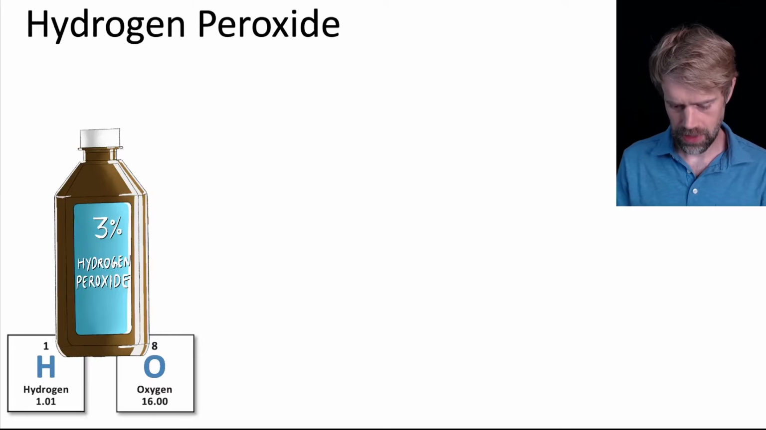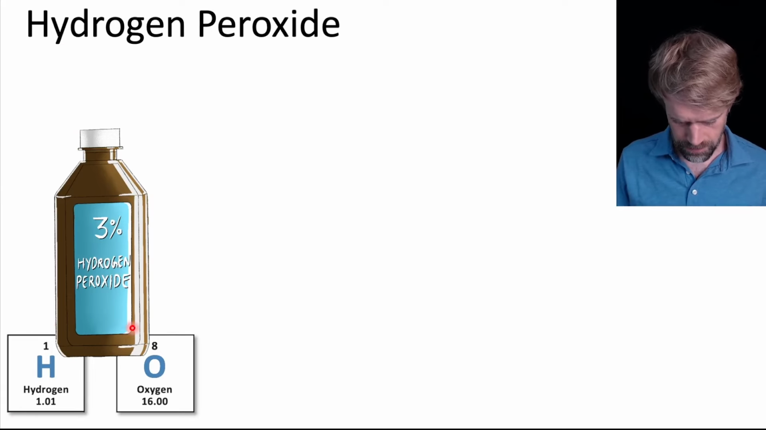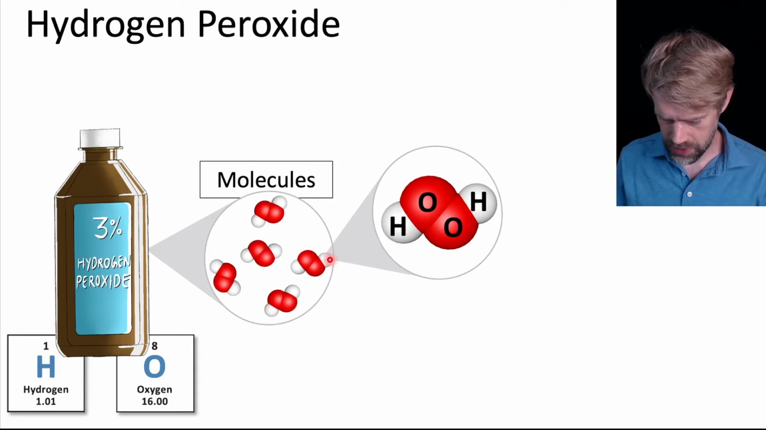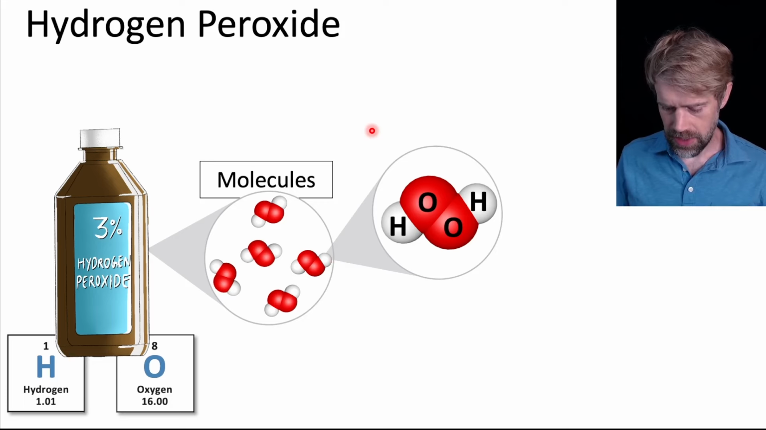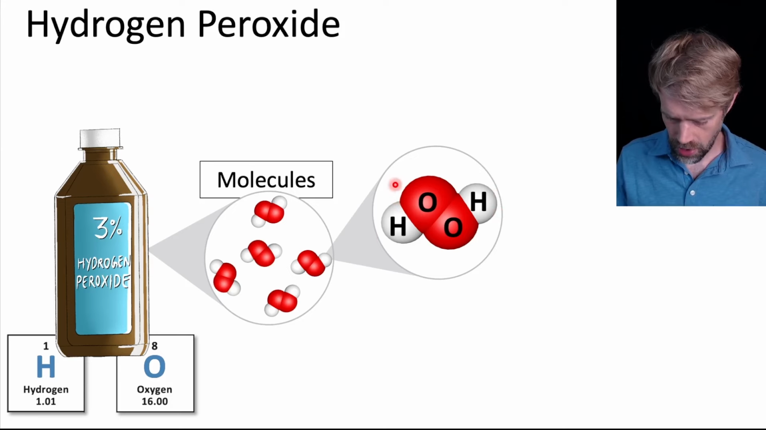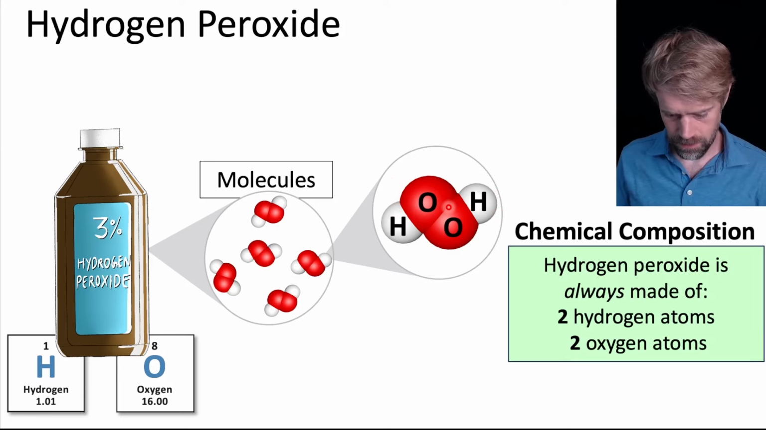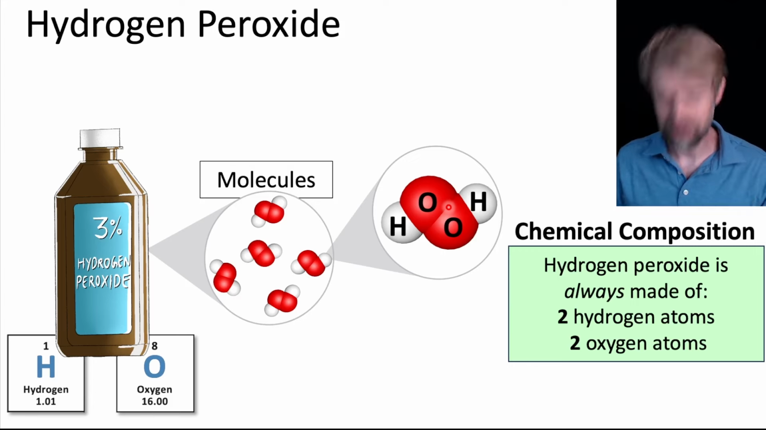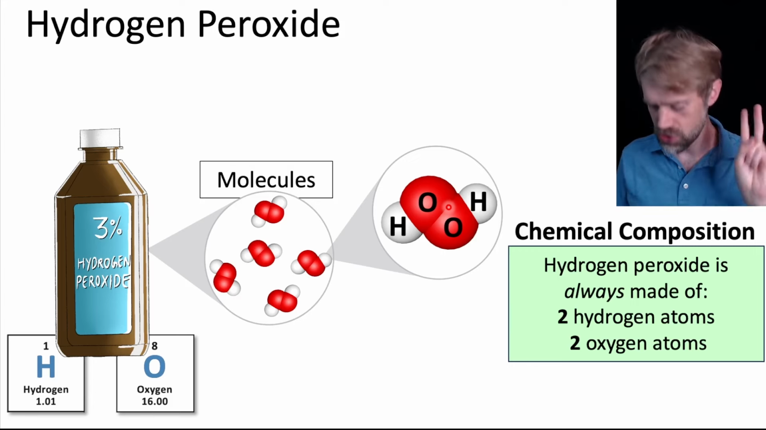Here's another compound, hydrogen peroxide. Like water, hydrogen peroxide is also made of hydrogen and oxygen. But if you zoom in on a molecule of hydrogen peroxide, you see that it's made up a little bit differently. Each hydrogen peroxide molecule is made from 2 hydrogen atoms, HH, attached to 2 oxygen atoms, O and O. And every single hydrogen peroxide molecule in the world is made up of 2 hydrogen atoms and 2 oxygen atoms.